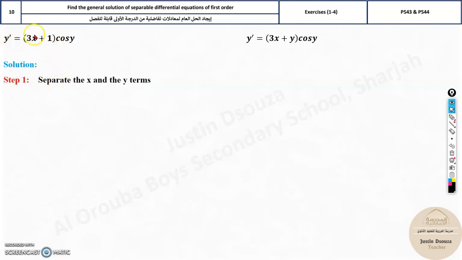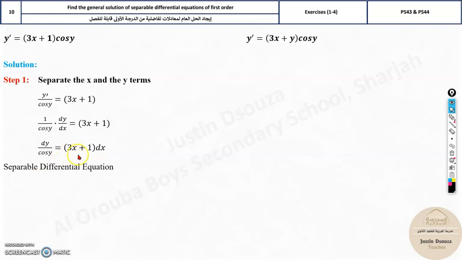See, all you have to aim to do is separate the x terms and the y terms. You can see there is y dash. Take this cos y to the other side. Now it will be y dash divided by cos y. Over here you only have x. Numbers don't matter. It should be only x and only y. What does y dash mean? Y dash is dy by dx. Now in this, keep the dy on one side and dx on the other side. So dy by cos y equals 3x plus 1 dx. Now this is separated. So this is a separable differential equation.